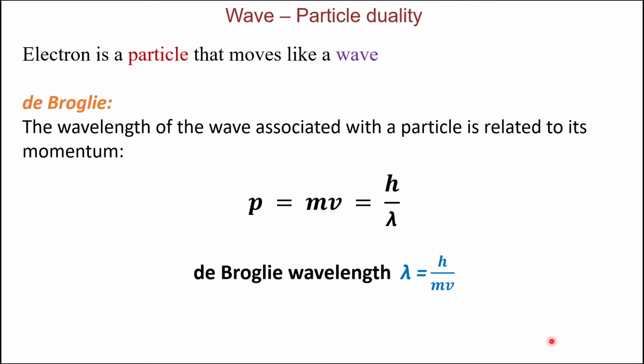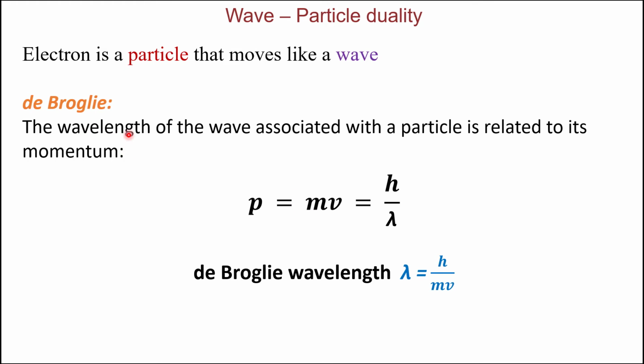And we also observed that particles exhibit a dual nature. They are particles in the sense that they have mass. However, particles also move like waves. So any moving particle, according to de Broglie, will have an associated wavelength that is related to the momentum of that moving particle, or related to how fast the moving particle is.